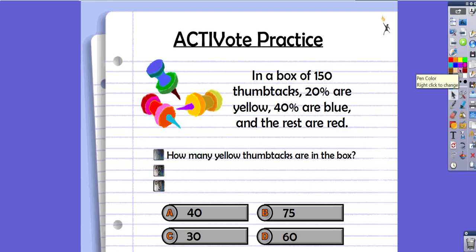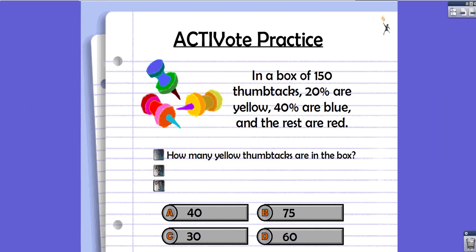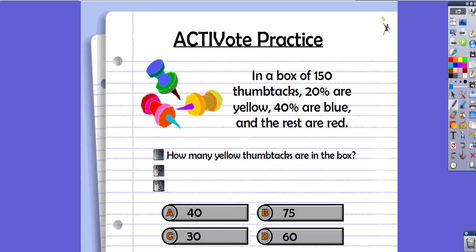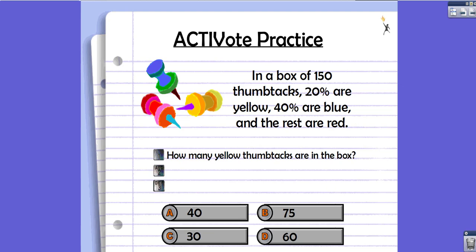So right now I'm going to give you some time. You can either use a bar graph, a bar model, or a proportion. You decide. So I'm going to do a bar model first. And I know a bar model is 2 rectangles. Now the total amount that I have, my whole, will be 150. And I am looking for yellow, which is 20%.